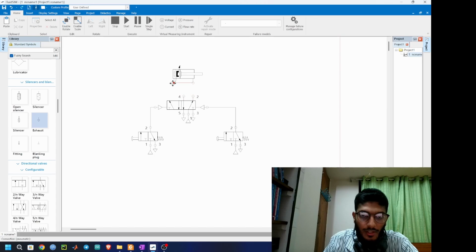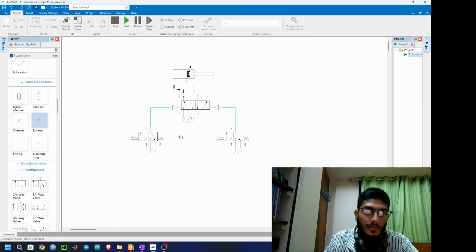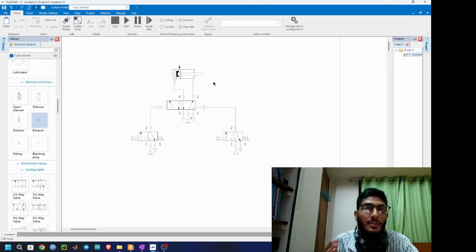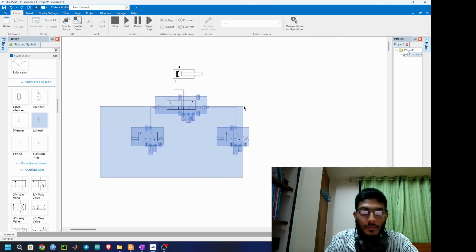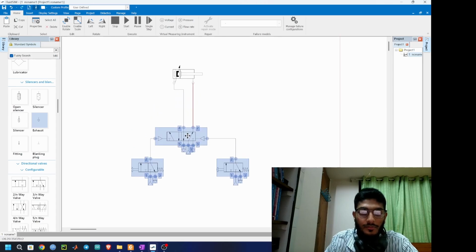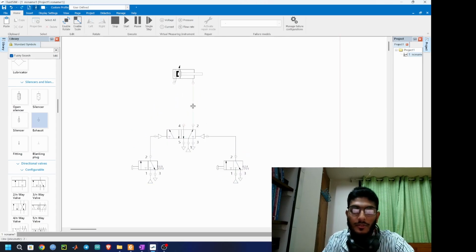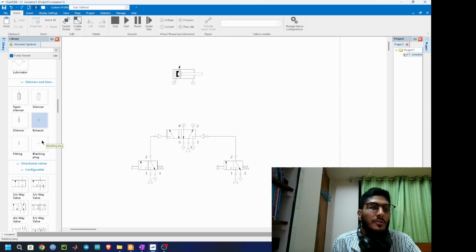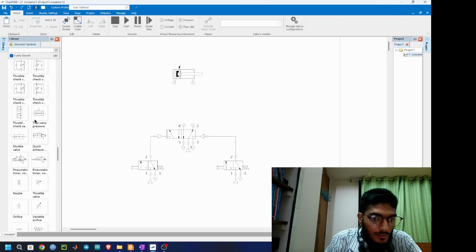Now, if I connect this line with this and simulate it, what will happen? Push. See how fast this is going? Very fast. We don't want that. What we want to do is make the process slow. So let's make some space and remove these lines. We need a flow control valve between this. So let's search for the flow control valve.